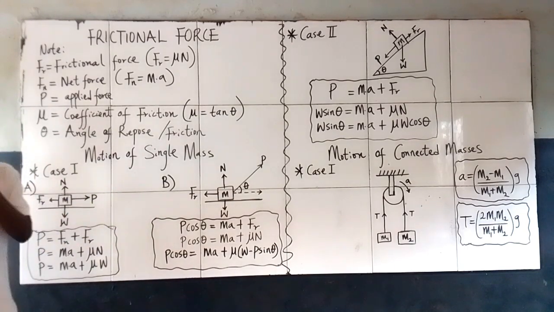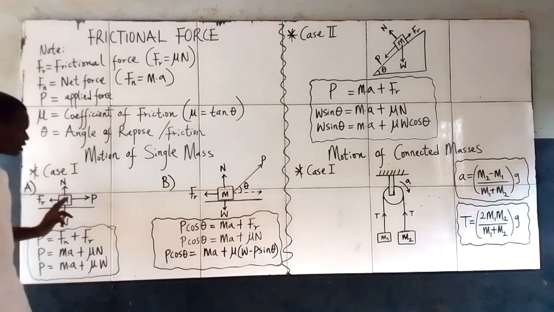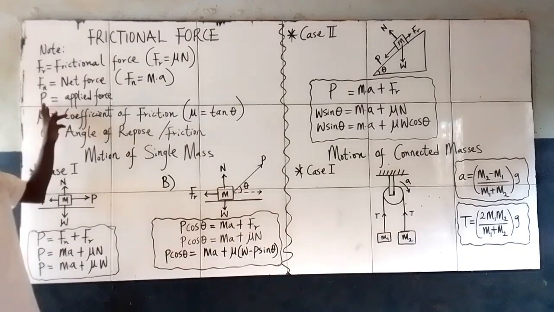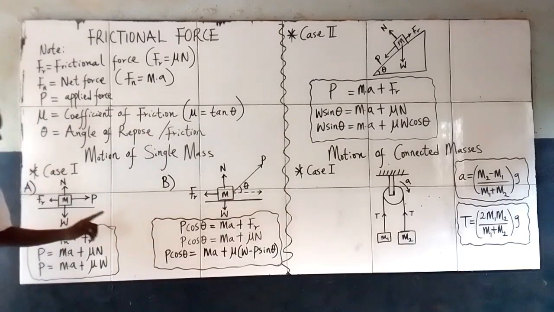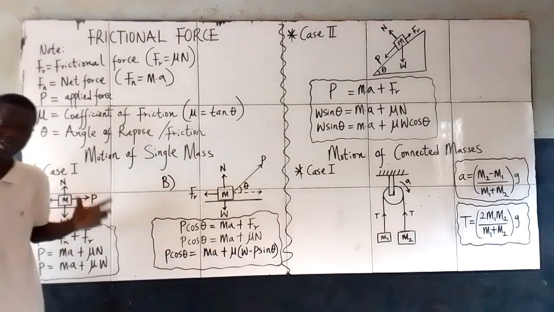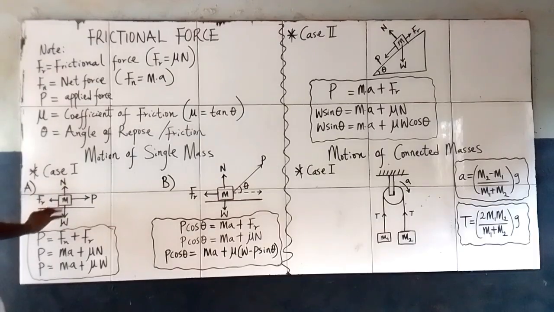Now, this is the first scenario we described here. This is a body of mass M with gravity acting downward on it. Therefore, it possesses a weight W with a reactional force acting upward called the normal reaction, symbolized by N. Now, an applied force P is applied in this direction. This applied force experiences an opposing force in the opposite direction, which is F arrow, the frictional force.